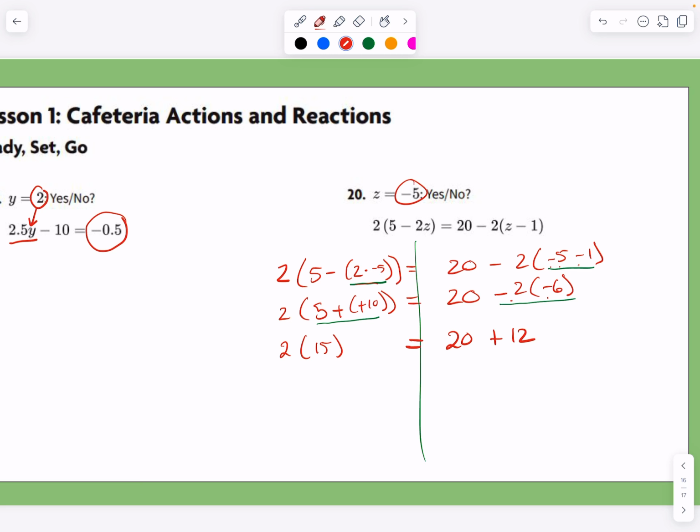At this point now, I'm going to go ahead and multiply those together and add those together. And in doing so, 2 times 15 is 30, and 20 plus 12 is 32. And we would say these are no longer equal. These are definitely not equal. This is a no. Negative 5 does not work. It's not a solution for that problem set there.